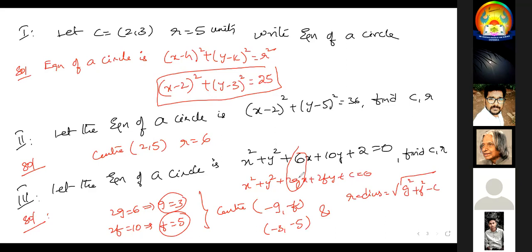Don't mug up, please. Only two ways. If I give the equation of a circle, you should calculate the center and radius. If I give the center and radius, you should calculate the equation. Sir, root 31. Very good. Please copy.